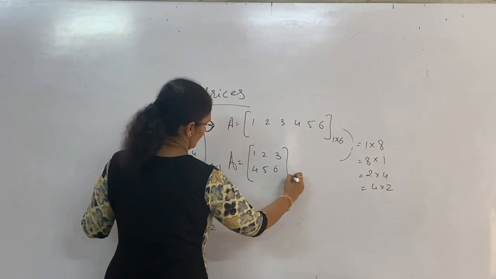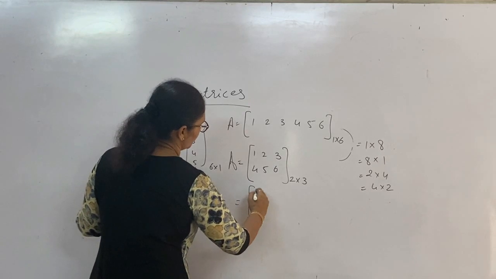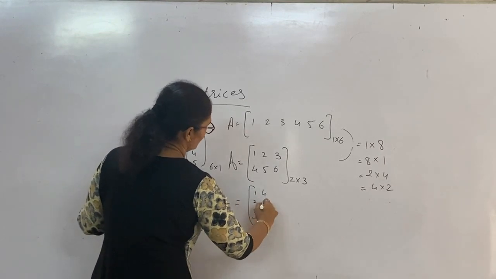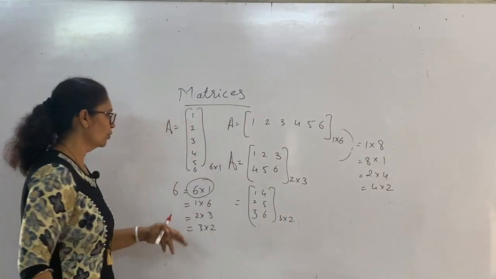So I have taken this 2 by 3 matrix, and in the same way a 3 by 2 matrix. So we can say 1, 2, 3, 4, 5, 6: 3 rows and 2 columns.